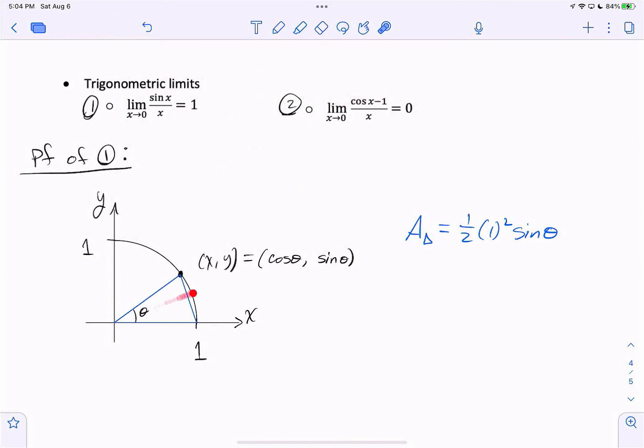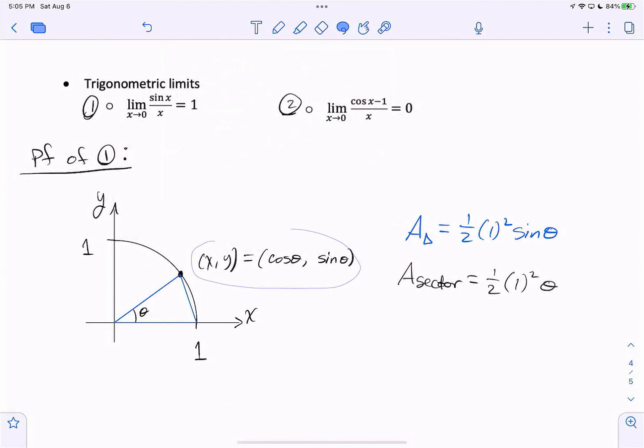When we identified this angle theta, we also created a sector of the circle. Remember, a sector looks like a pizza slice. And the area of this sector is 1/2 r squared theta, right? So in this case, it's going to be 1/2 times 1 squared times theta.